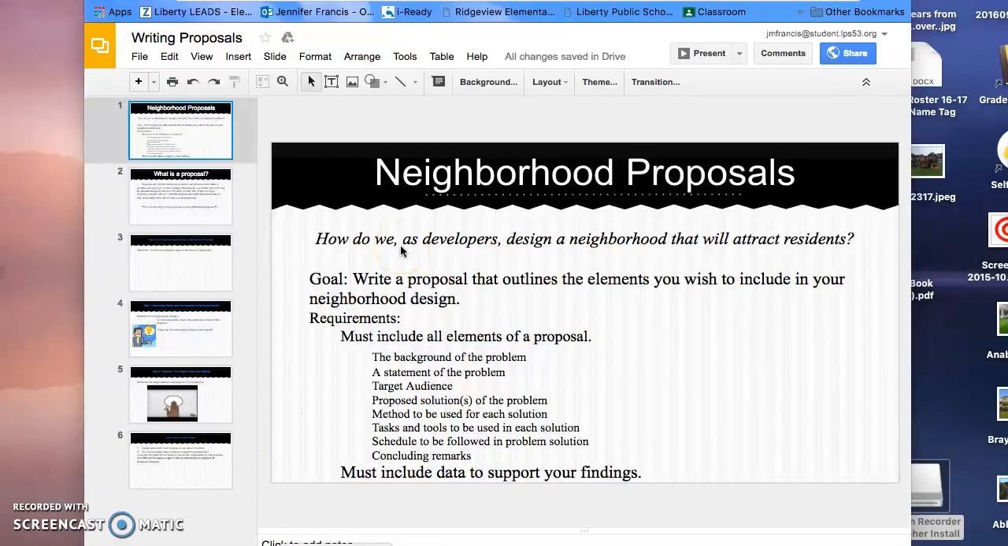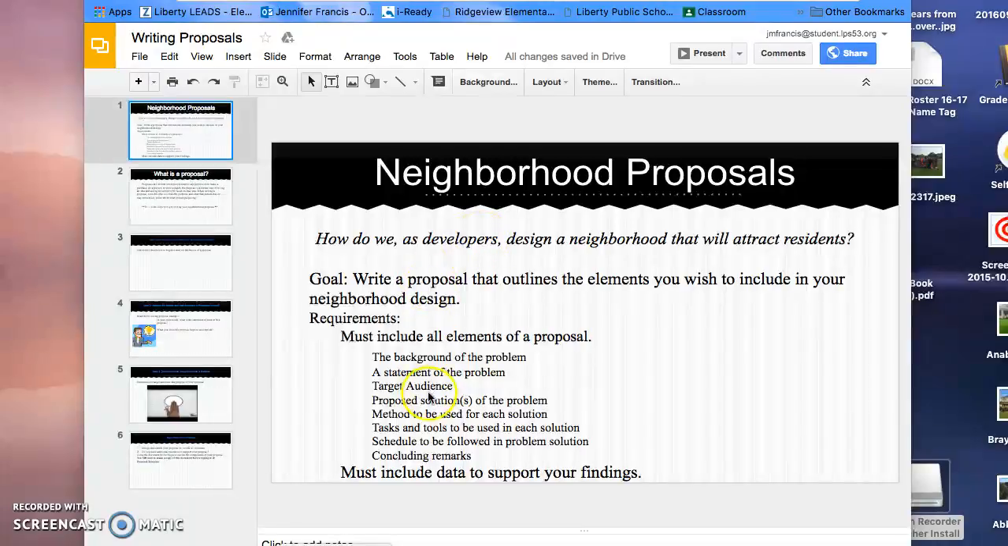Welcome to your screencast regarding neighborhood proposals. You will, as a fourth grader, be writing a proposal, and you will see right here that it is outlining your design question. So, how do we, as developers being you, design a neighborhood that will attract residents?